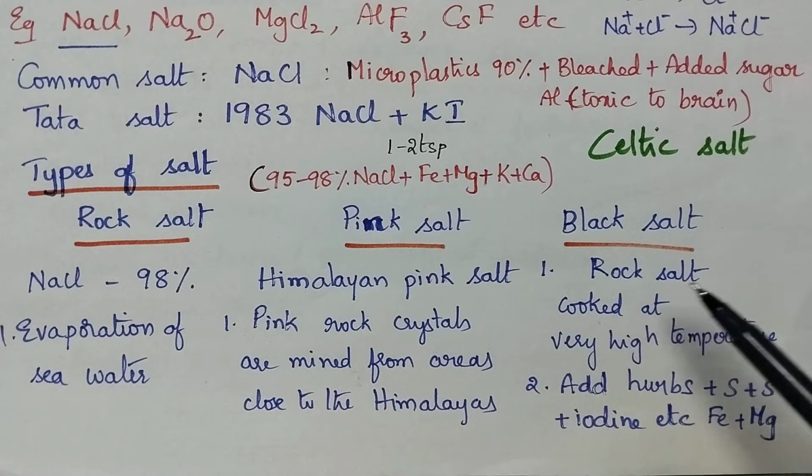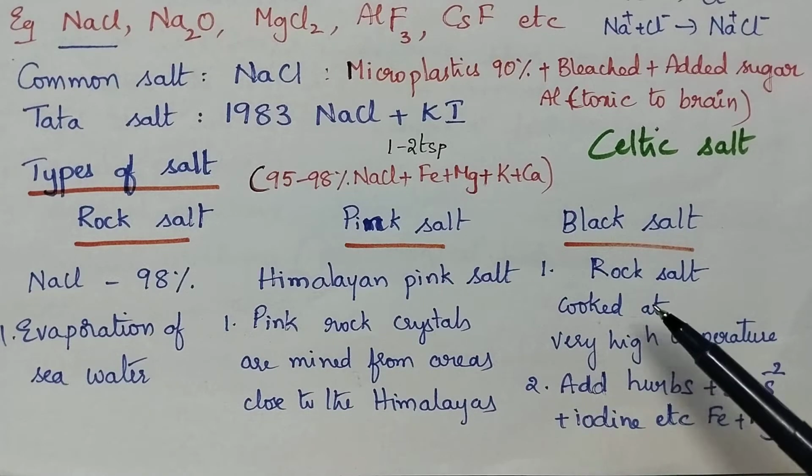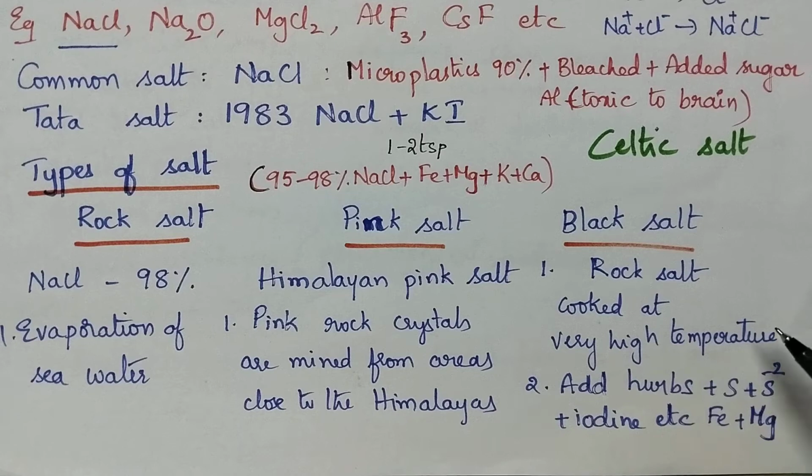Initially they will consider the rock salt and it is cooked at very high temperature. At that temperature it will be devoid of all the toxic elements. Then they will add herbs in order to increase the mineral content and also iodine content. So these herbs introduce sulfur or sulfides, iodine, even the other metals like iron, magnesium, which are required for the healthy growth of the human beings. So that's why black salt is more preferred.